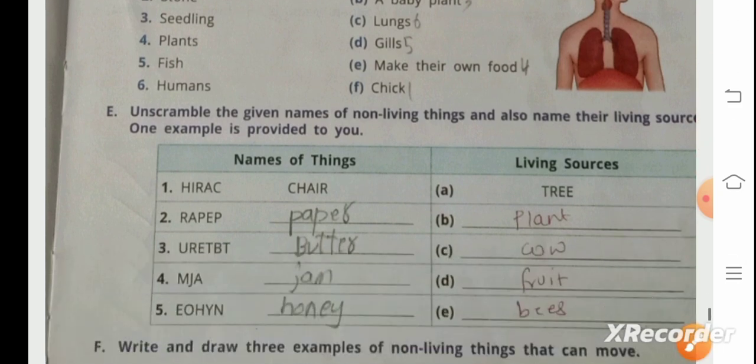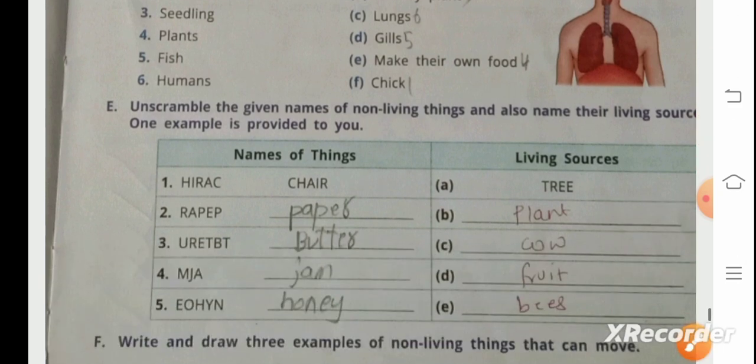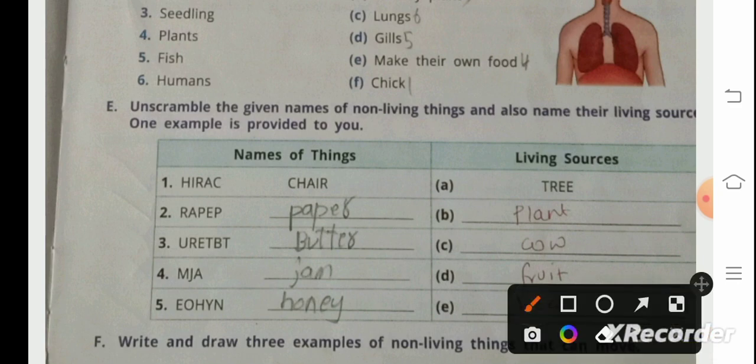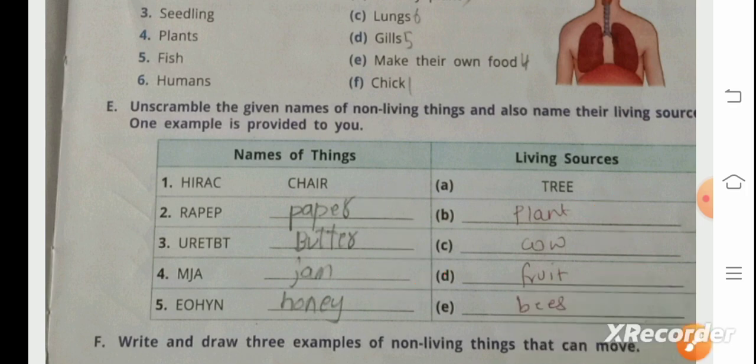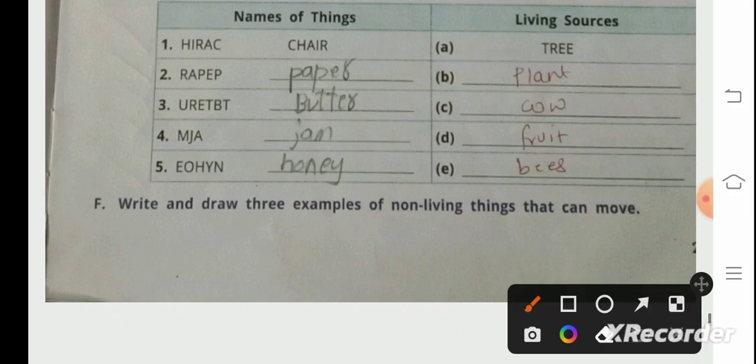Okay. Now, name the things. You have to unscramble the given words of the non-living things to make the correct one. Okay, I'll just read it out. It is paper, butter, jam, honey, plant. Again, this paper we get from a living source, from the plant. Butter we get from the cow. Jam we get from the fruit. And honey we get from the bees. That's it.